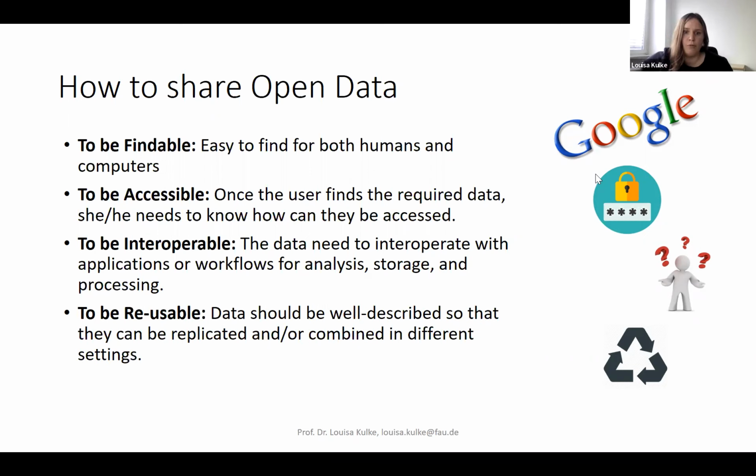And then it should be reusable. So that means you should describe what the data shows. You can upload a data set where you basically just have numbers, but no description of what these numbers mean. And if somebody finds this data set, they will see lots of nice numbers, but they won't be able to use it in any way because they just don't know what kind of variables those were, how they were recorded, and so on. So the data should be well enough described that it can be replicated and/or combined in a different setting.